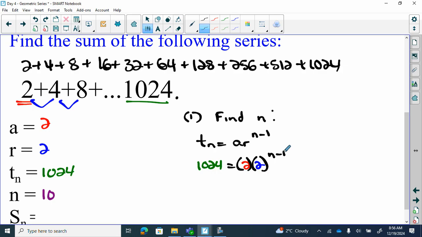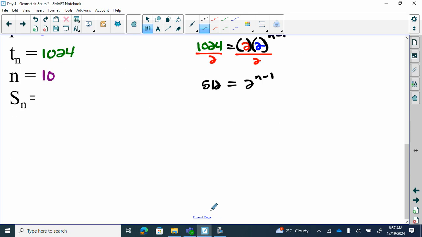Now, a couple options. One quick way to get rid of this red 2 would be to divide both sides by what? 2. 1,024 divided by 2 is 512. Is that okay? And then what would you do here? When you're trying to solve for an unknown that is in an exponent, what do you have to do? Yeah, you got to get a common base.